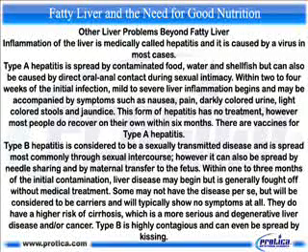Type B hepatitis is considered to be a sexually transmitted disease and is spread most commonly through sexual intercourse. However it can also be spread by needle sharing and by maternal transfer to the fetus. Within 1 to 3 months of the initial contamination, liver disease may begin but is generally fought off without medical treatment. Some may not have the disease per se, but will be considered to be carriers and will typically show no symptoms at all. They do have a higher risk of cirrhosis, which is a more serious and degenerative liver disease and/or cancer. Type B is highly contagious and can even be spread by kissing.